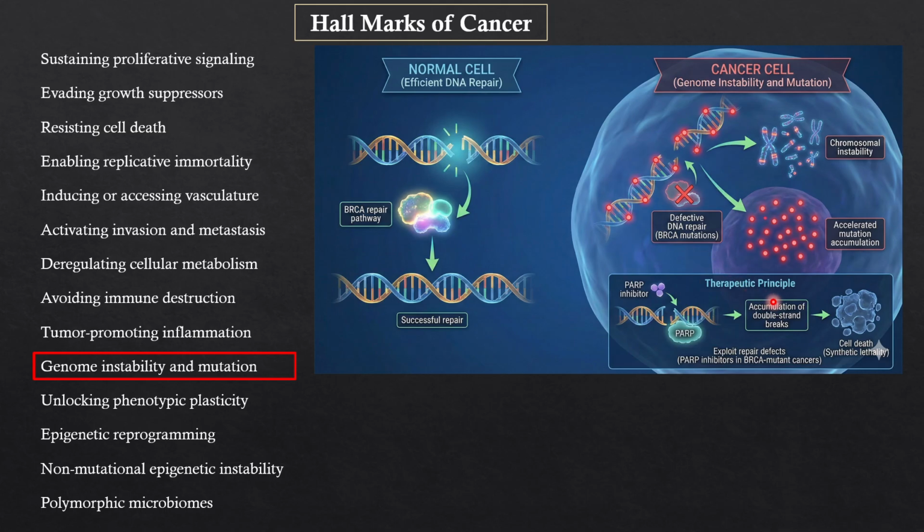One therapeutic principle of this is the use of PARP inhibitors, which basically bind to the DNA and exploit the repair defects. By inhibiting the BRCA mutant cancers, cell death is initiated.